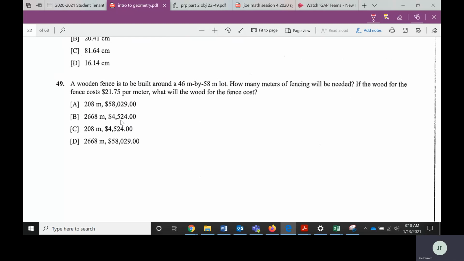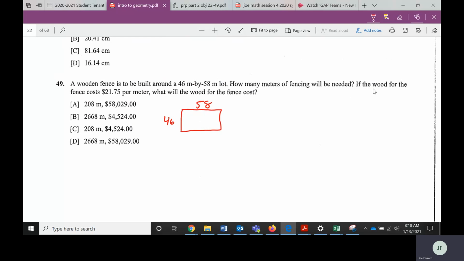The reason we're doing this one is because it's a two-step problem. So the first part is nothing new from the other problems we've done. You got a rectangle, a wooden fence. It's going to be built. It's 46 by 58. Shows how many meters of fencing, and always make sure the units match up. So how many meters, and they gave you meters, so that matches up, will be needed.